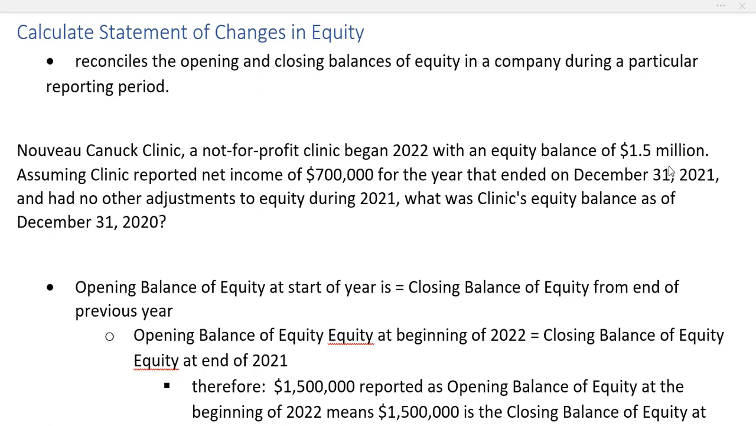So an example would be Novocana Clinic, which is a not-for-profit clinic, began 2022 with an equity balance of $1.5 million, assuming that the clinic reported a net income of $700,000 for the year ended on December 31, 2021, and had no other adjustments to equity during 2021. What was the clinic's equity balance as of December 31, 2020?